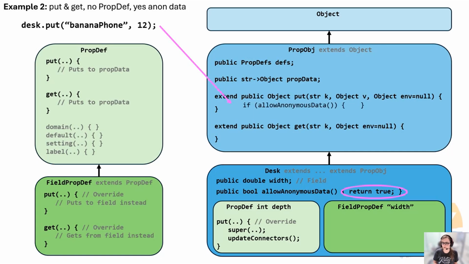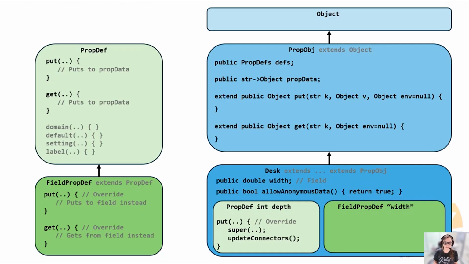It's going to check if anonymous data is allowed. And it actually is. Allow anonymous data returns true. So it's going to put that value into prop data. It's going to do the key banana phone value 12, and it's just going to be an entry in that map there.